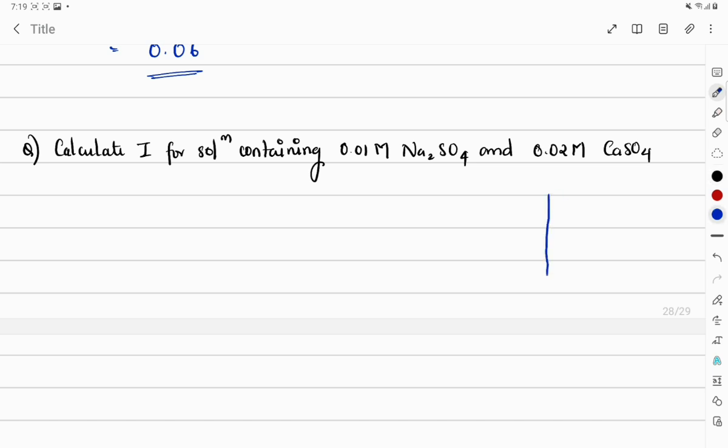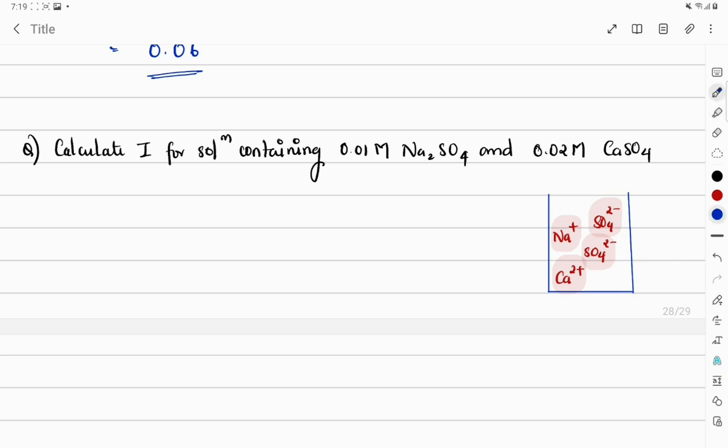So if this is the solution, you have added sodium sulfate and also calcium sulfate. So inside this we are obviously going to have Na plus ions, SO4 2 minus ions, Ca 2 plus ions, and corresponding SO4 2 minus ions. So all these four of them will be present inside this solution, and we have to consider all of them.